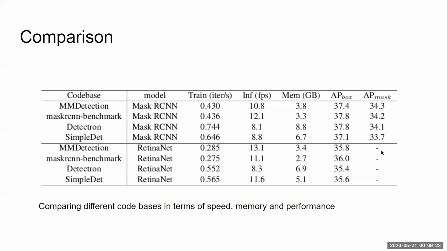The other experiment they performed was using the model RetinaNet. If we see here, on RetinaNet it performs almost comparable to Mask RCNN Benchmark, whereas in terms of memory usage, it performs better than Detectron and SimpleDet.